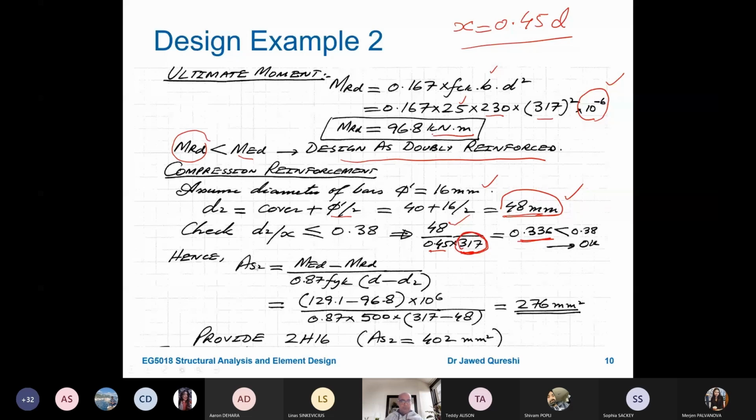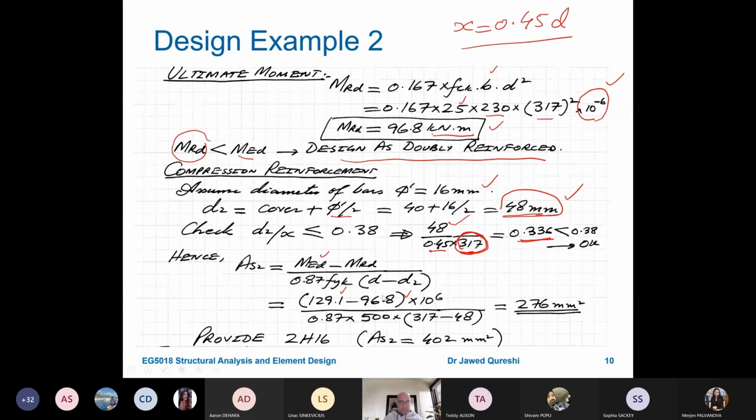And then we have to work out As2. As2 is the area of compression steel. Area of compression steel is taking care of the remainder of the moment which is not resisted by the concrete side. So that's why we have MED minus MRD. So MED we worked out 129 and MRD we worked out 96. Make sure that when you work out MRD, it has to be comparable. It has to have some value which you can compare with MED. If you're getting a very large value, then it's not serving the purpose.